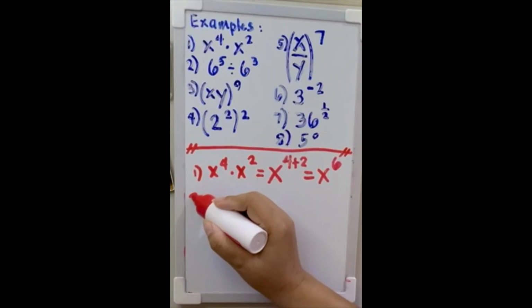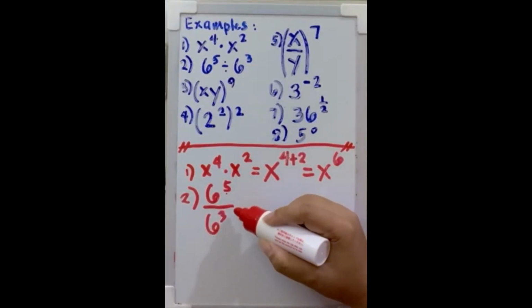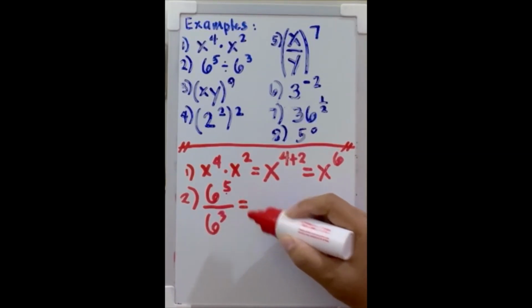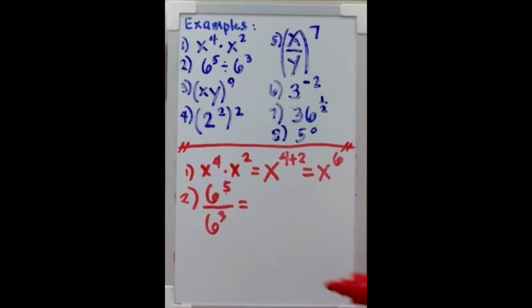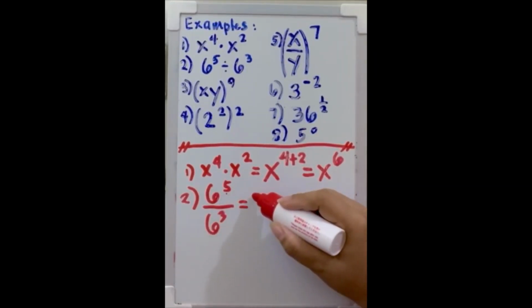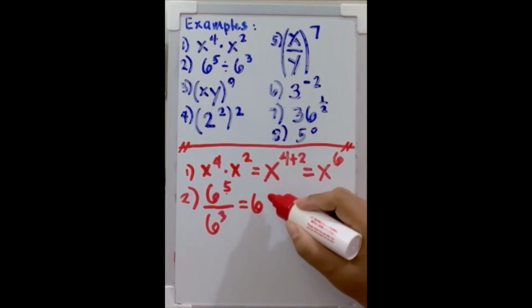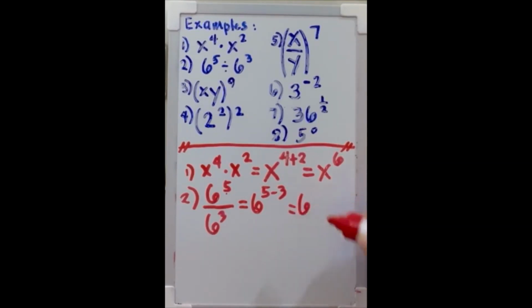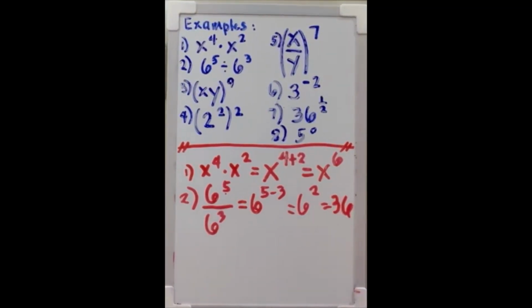Okay, next, number 2. Here we have 6 raised to 5 divided by 6 raised to 3. So we will be following the quotient rule with the same bases. Our base is number 6 here. So we will be subtracting the exponents. So this will be written as 6 raised to 5 minus 3. This is equal to 6 raised to 2. And if you multiply 6 by itself twice, 6 times 6, this gives us 36.